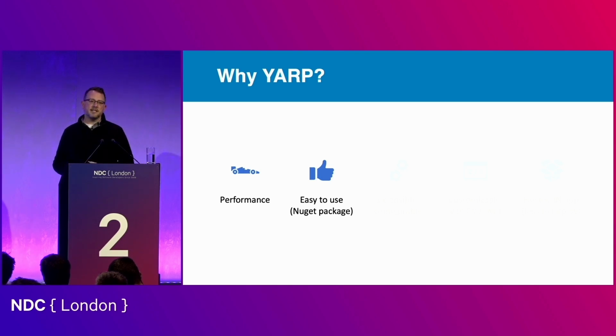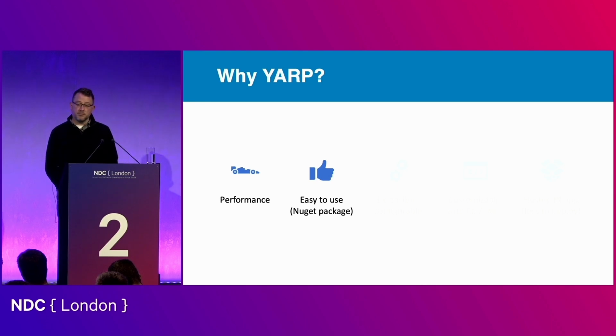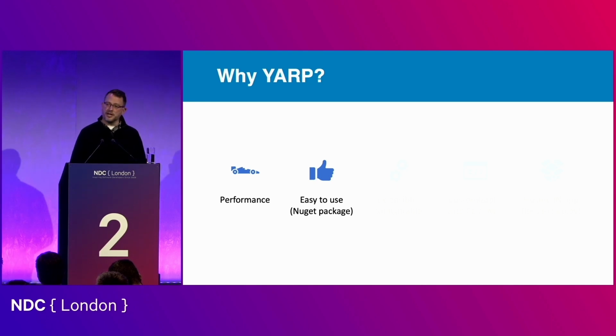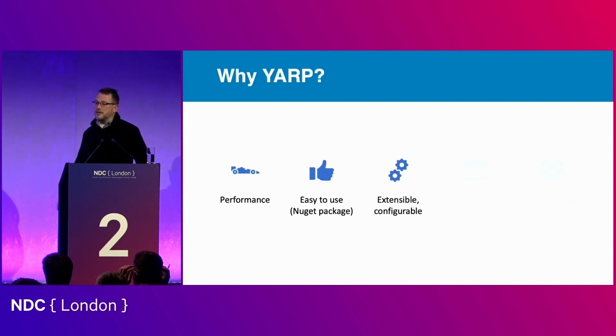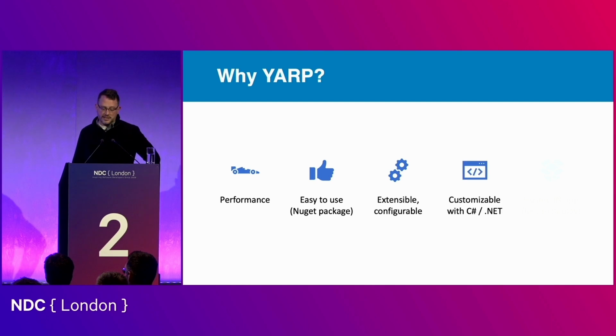Using YARP is as easy as bringing in a NuGet package into your application. You might want to add a couple of lines of code or some configuration, but for the most part, bringing in the NuGet package and you're 90% of the way there. Very easy to use. Also, if you're a .NET developer, you're going to find it very easy to extend it, to configure it, to make it do exactly what you need it to do. You can also customize it. It's extensible with C# and your .NET skills that you already have.